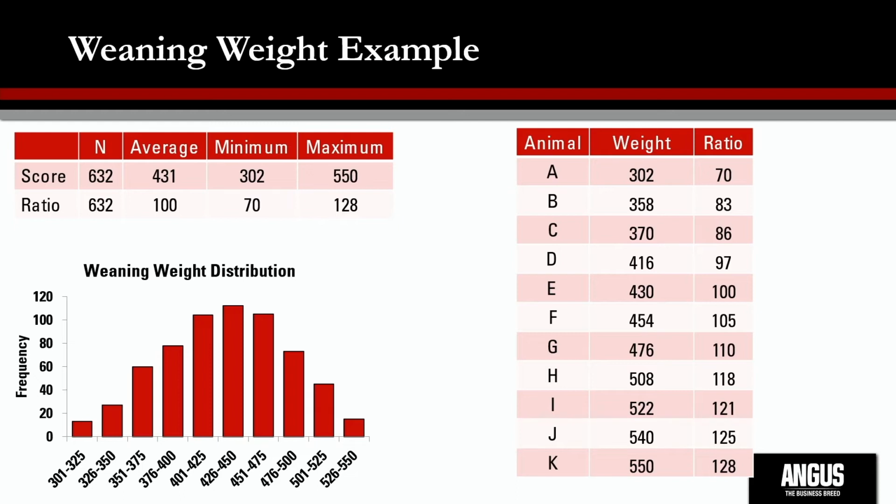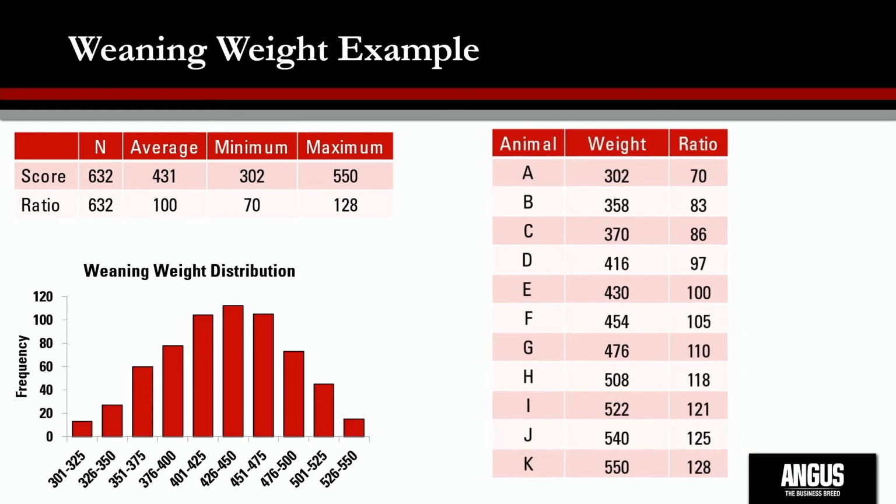We look at animal D. He had a weight of 416 pounds. Again, divide it by the group average. He was closer to that group average, and so he would have ratioed 97 at weaning. As we continue on and look down here, an animal like H would have weighed 508 pounds at weaning, and then ratioed 118, or 18% above that average. So whenever we have a normal distribution, it's a continuous trait, we're able to see ratios are logical, they make sense, and the data works well with the equation and the assumption of the equations.